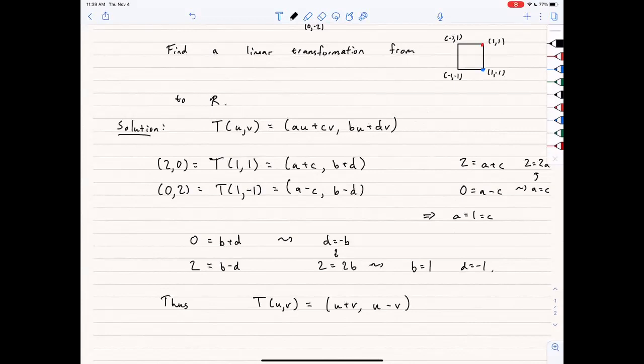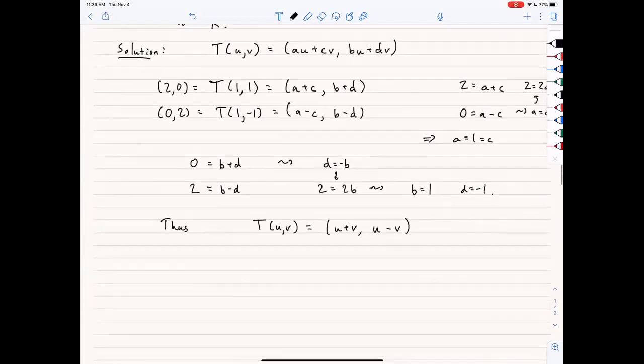Questions about this? Should we do another one, or do people feel really good? We can do something with triangles or something. People okay? What do people want? Triangles? Okay, triangle, great. Let's do triangles.